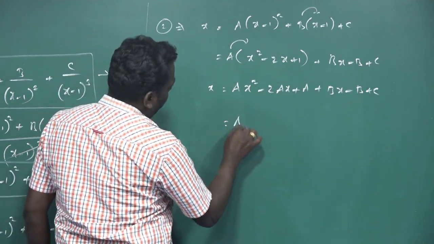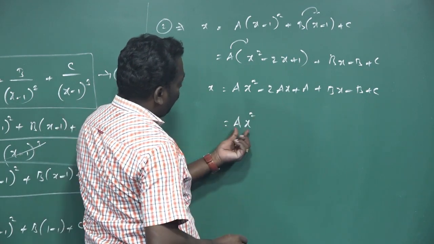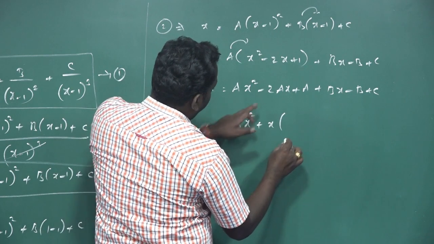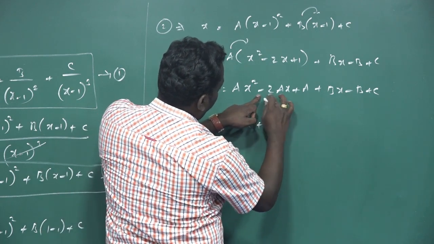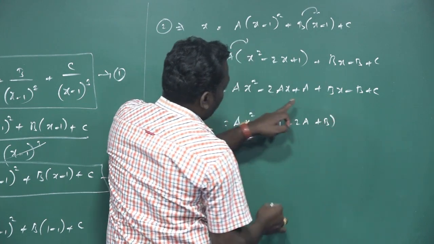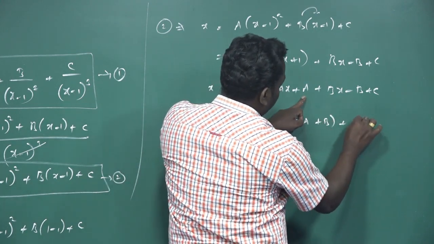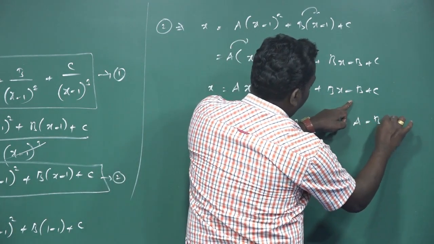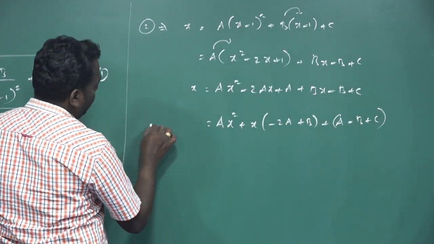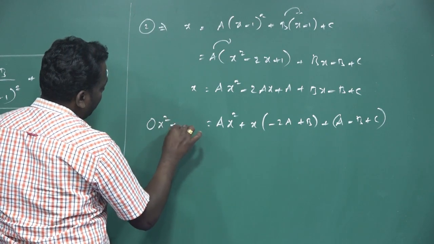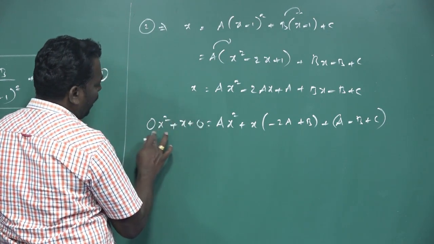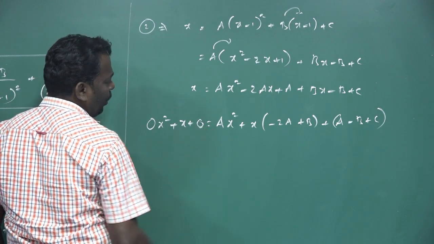Now that is equal to ax square, there is only one x square term, and collecting the x terms, take x commonly: minus 2a plus b, and the constant term plus a minus b plus c, this constant term, that is equal to 0 x square plus x plus 0. The x term we can write as 0x square plus x plus constant term also 0.